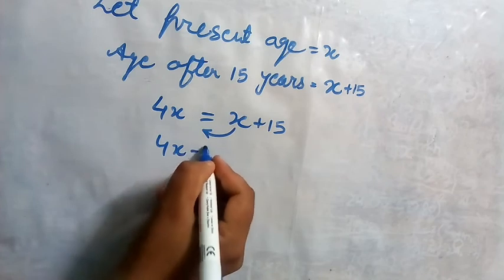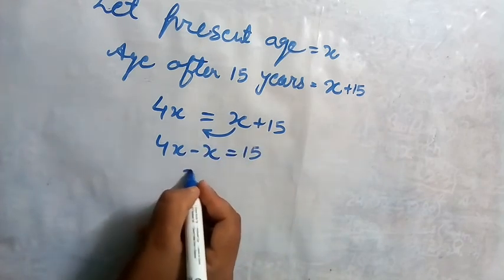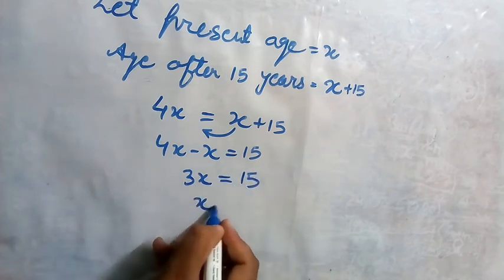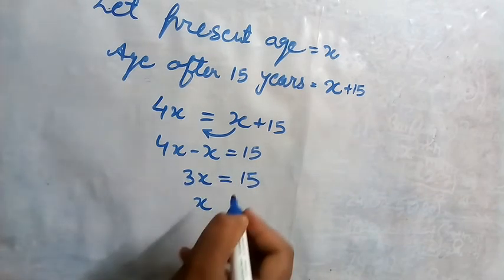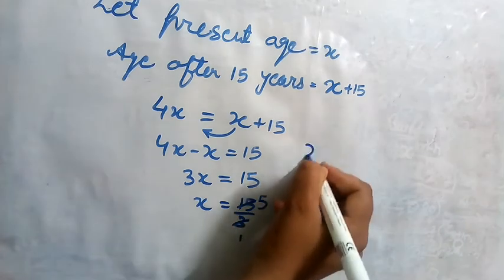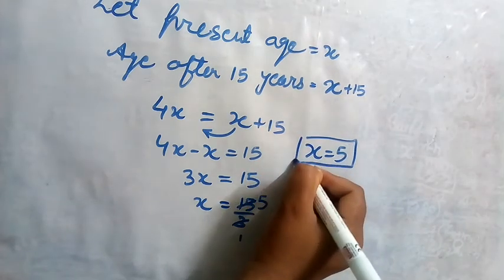Bring x to the left side. 4x minus x is 15. 3x will be 15 and x will be 15 upon 3 which is equal to 5, since 3 5s are 15. Means age will be 5 years.